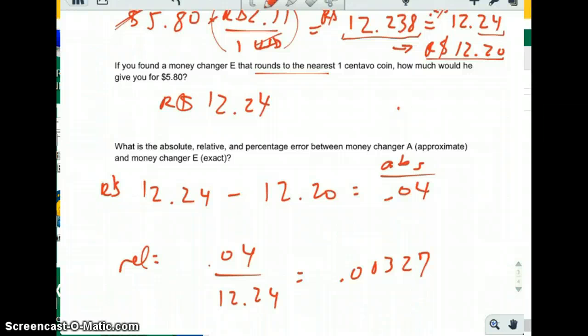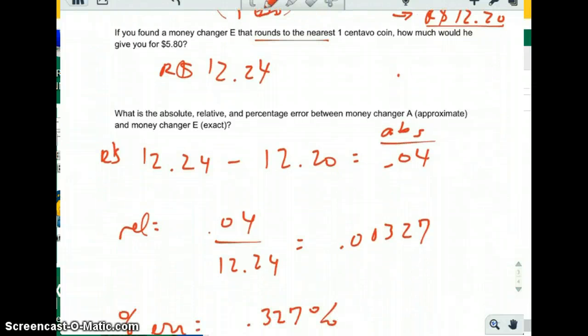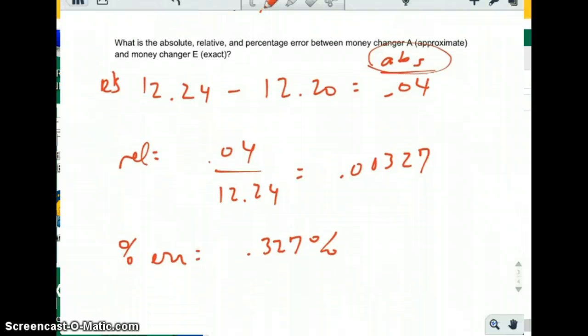What is the absolute, relative and percentage error between money changer A approximate and money changer E exact? Well, 12.24 minus 12.20, we're just going to take the difference of those two, is 0.04, and since we were lucky enough to get a positive number, we don't even need to take the absolute value, but if it was a negative 0.04, we would take the absolute value to get 0.04. Remember, absolute error, you always take the absolute value. And for the relative error and percentage error, you're using the absolute error as a base, so if absolute error is always positive, so is relative error, so is percent error.